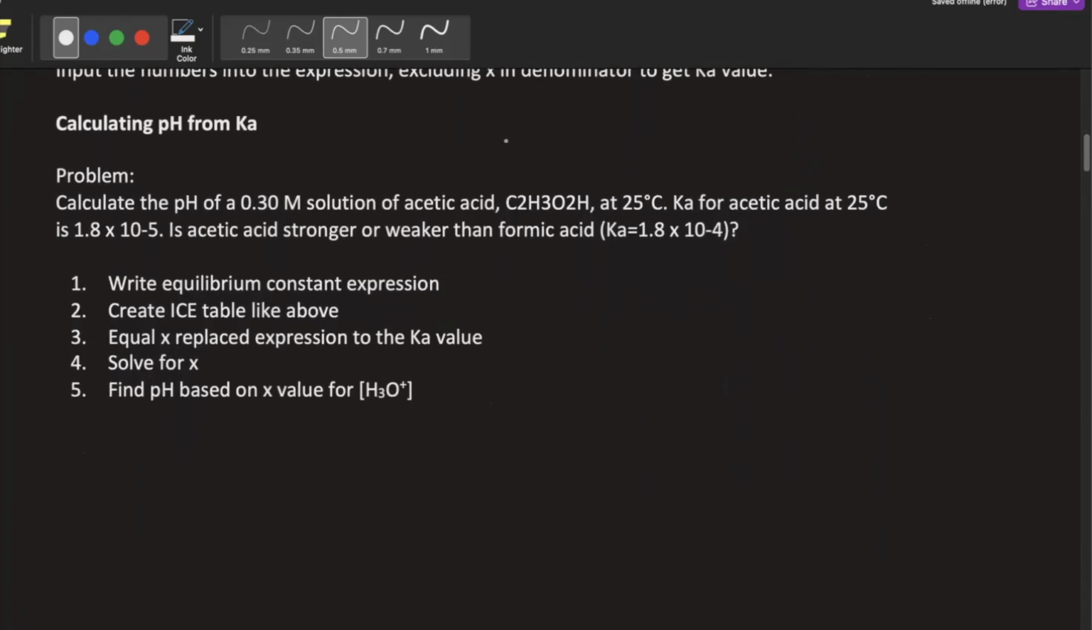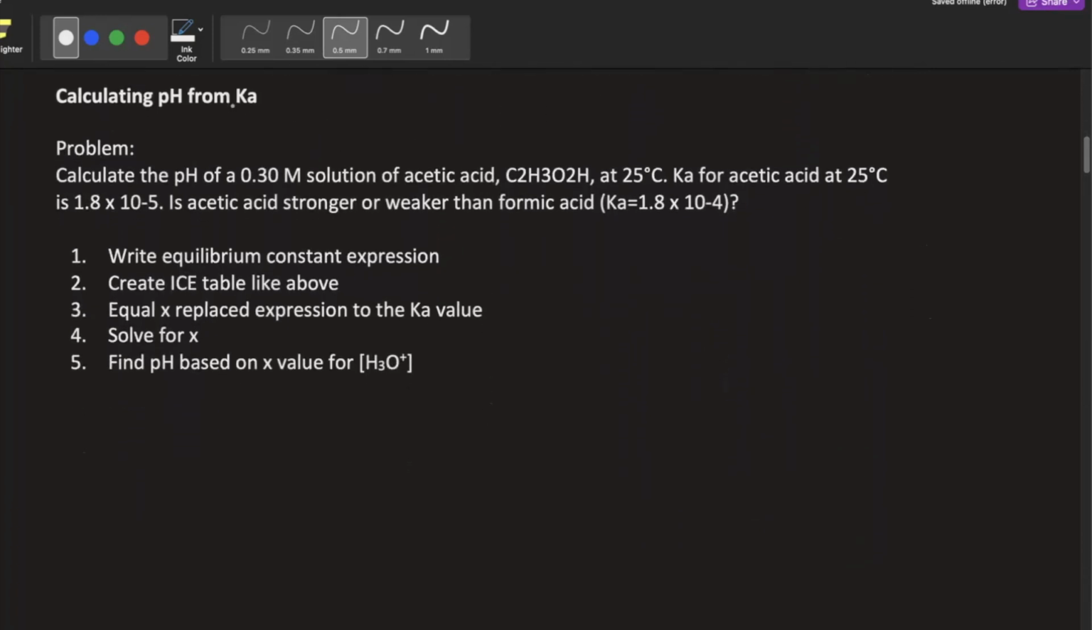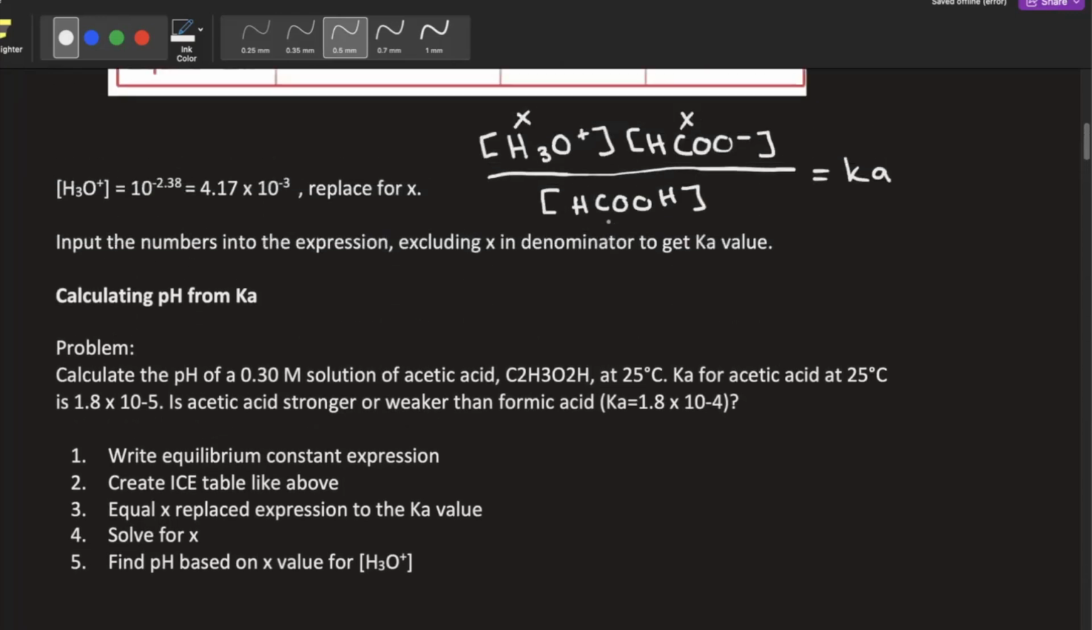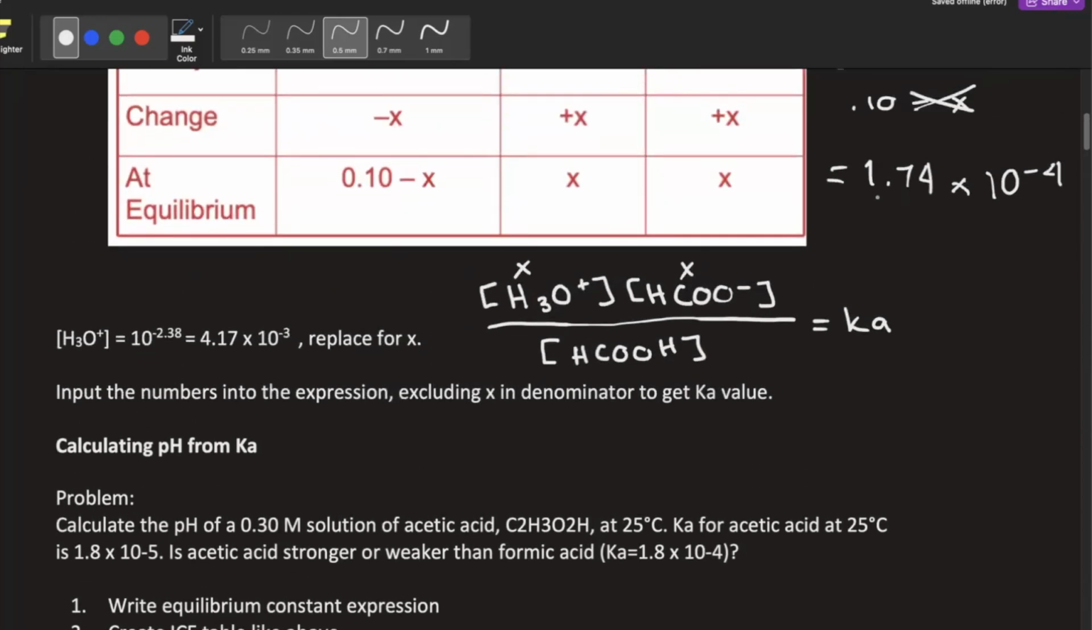Okay. Now we're going to look at how to calculate pH from Ka. The problem says calculate the pH of a 0.3 molar solution of acetic acid at 25 degrees Celsius. The Ka for acetic acid at 25 degrees Celsius is 1.8 times 10 to the negative 5th. Is acetic acid stronger or weaker than formic acid, which we determined that the Ka was roughly 1.8 times 10 to the negative 4th.